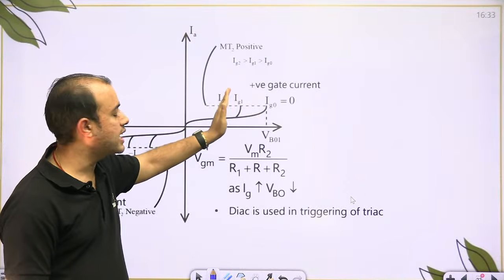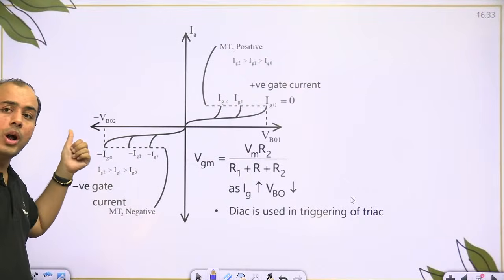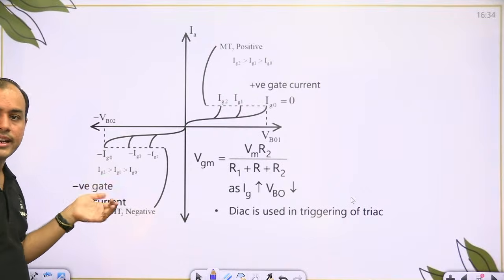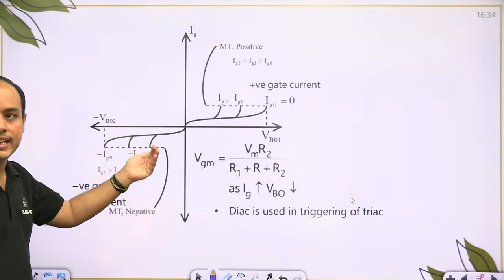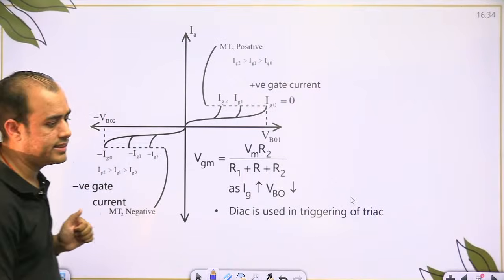As you increase the gate voltage, breakover voltage decreases. If you want to conduct in the negative direction, you need the negative gate current. As you increase the negative gate current, the breakover voltage is going to decrease.